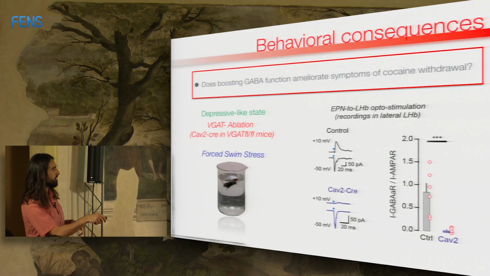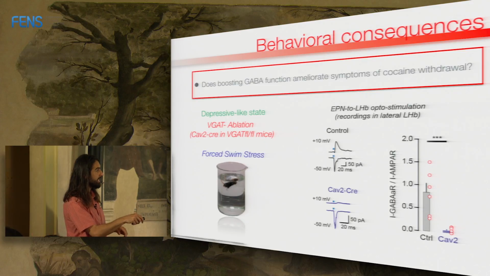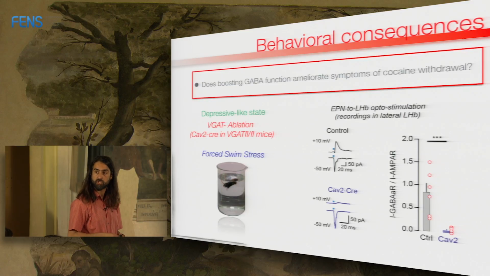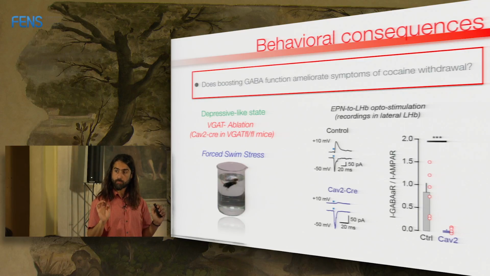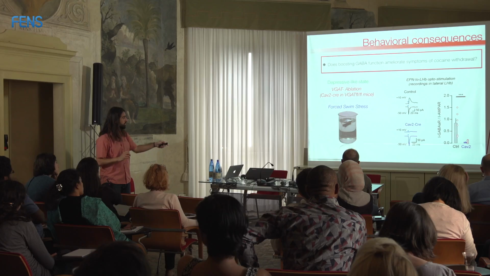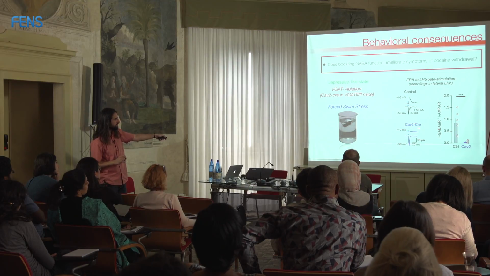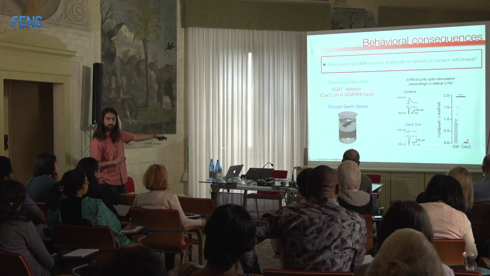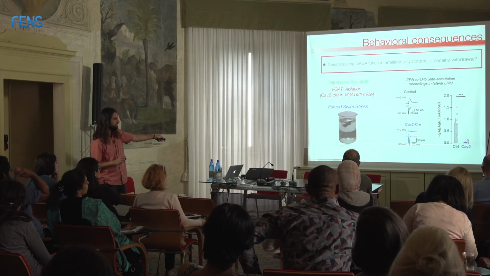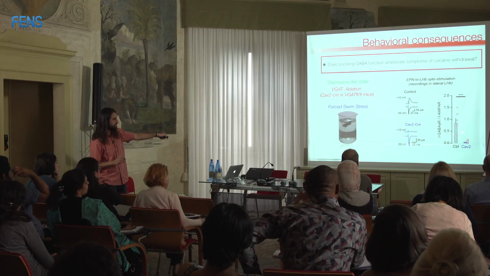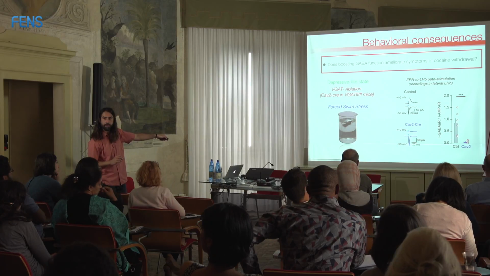So what we did was the following. We took animals that were floxed for the VGAT gene, and so we ablated VGAT in the lateral habenula using the CAV2-Cre retrograde. In this case, you can see here that in the CAV2-Cre condition, the GABA transmission is pretty much lowered, while the glutamate remained intact. So there is an enormous decrease in the GABA-A/AMPA ratio.